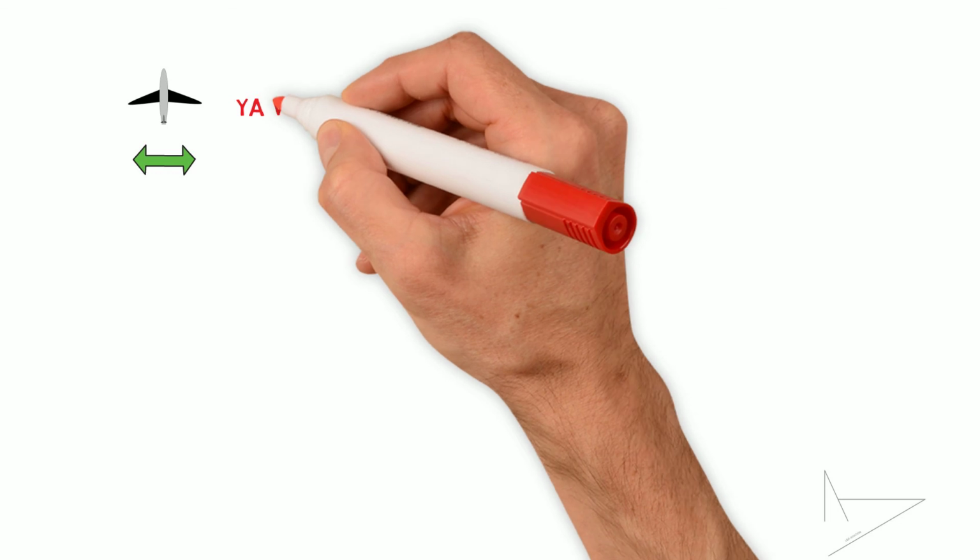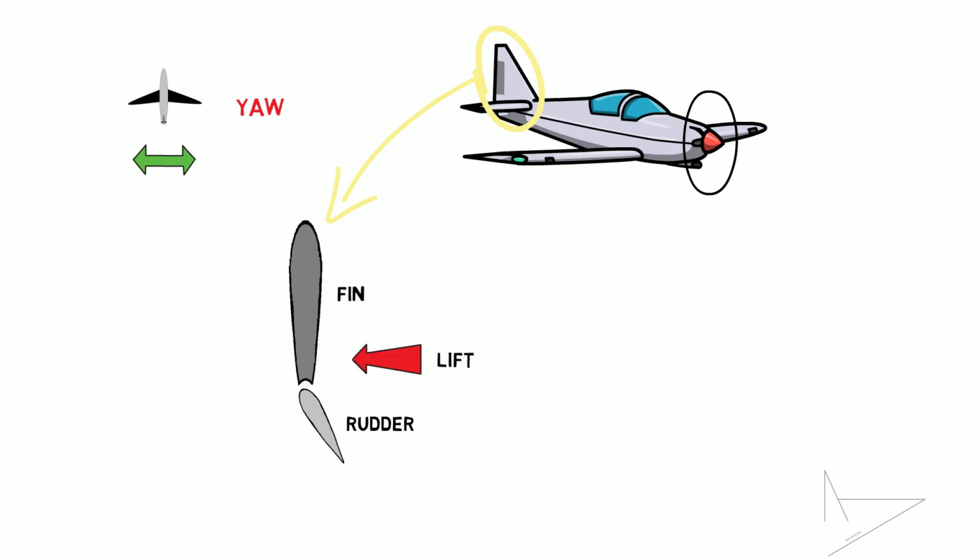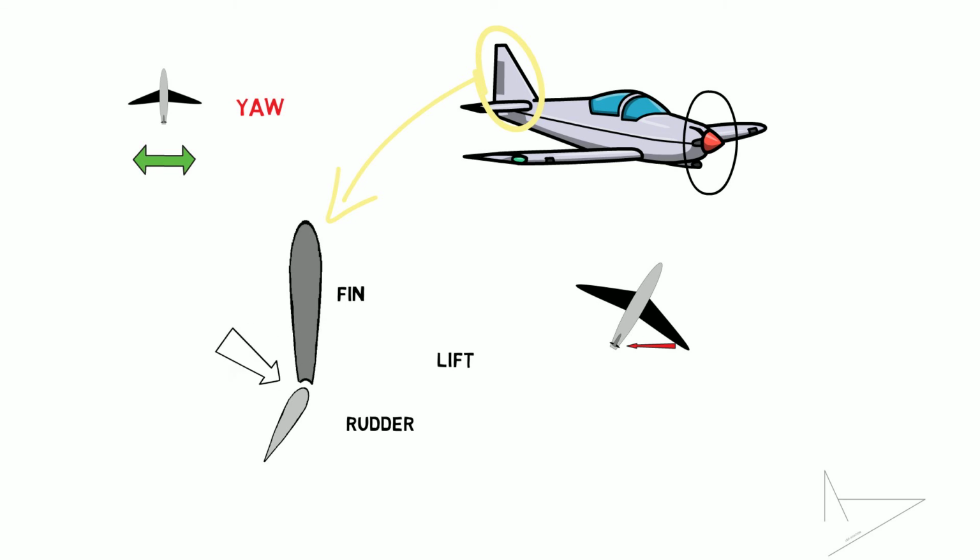The same concept is used to yaw the aircraft. Similar to the stabilizer, the vertical fin has a moving part called rudder that goes left or right. By applying an analogous idea to the one just seen, the rudder modifies the shape of the fin, generating a lift force that pushes the tail either left or right.